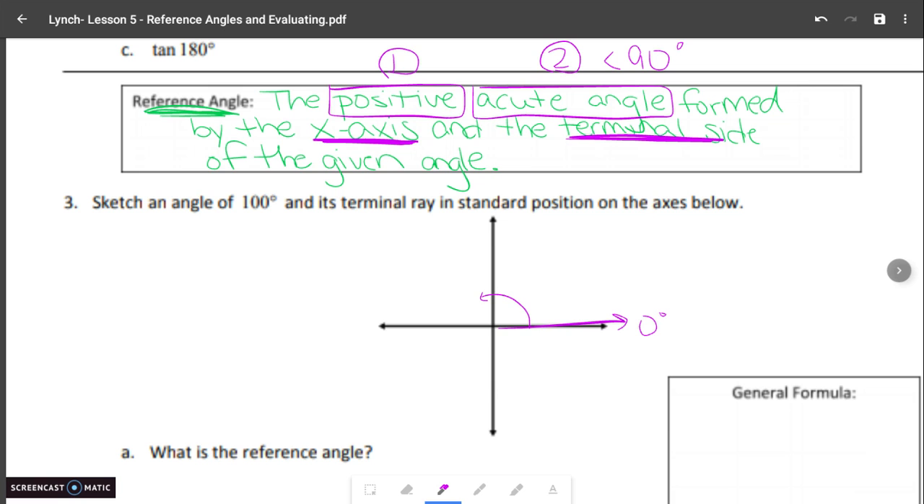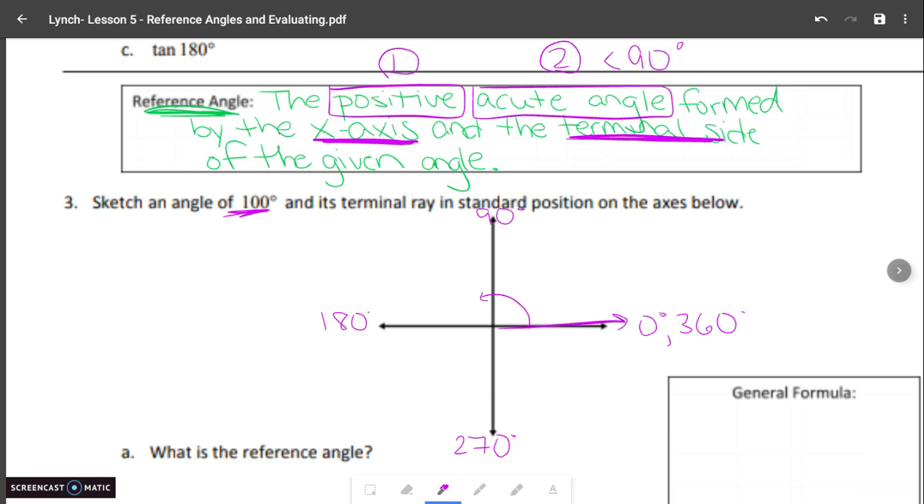Rotating, we go counterclockwise. So we're going to go up and start swinging around counterclockwise. Up at the top, we said that would be 90 degrees. Over on the left is 180 degrees. Down on the bottom is 270. And when we swing back around again and land where we started, we've done a full 360 turn.